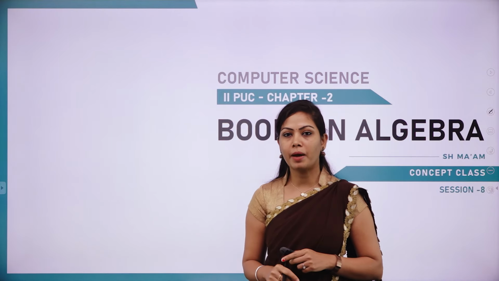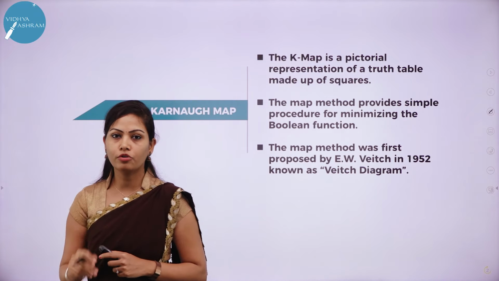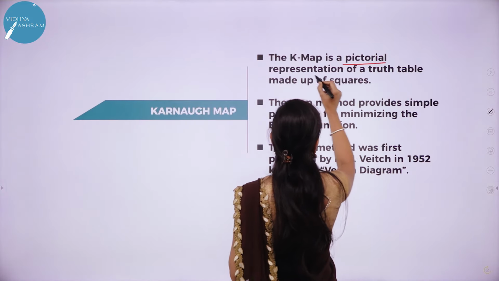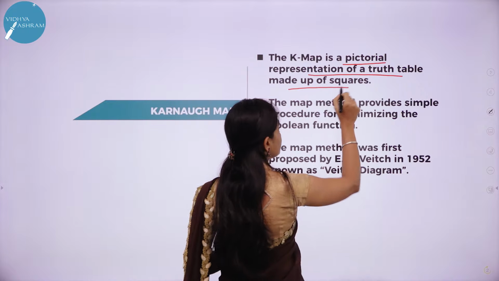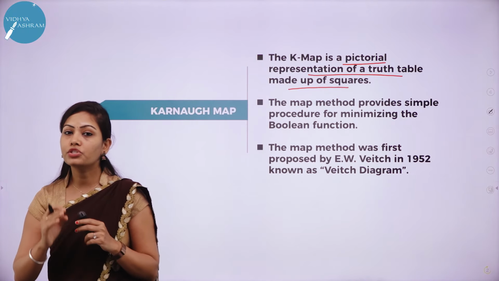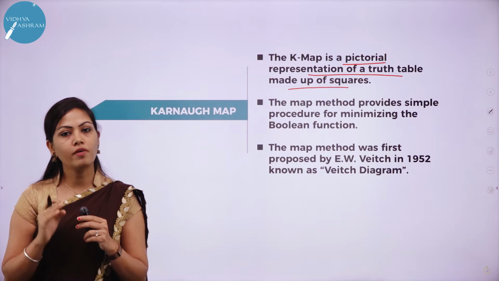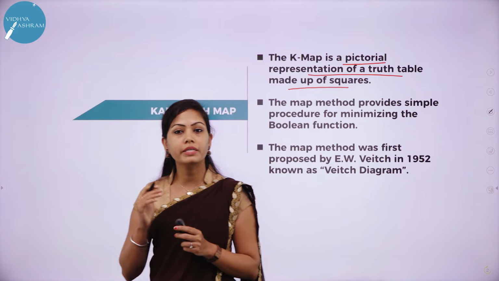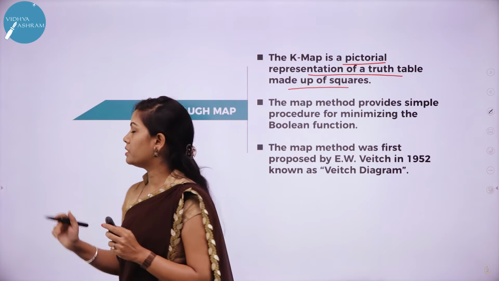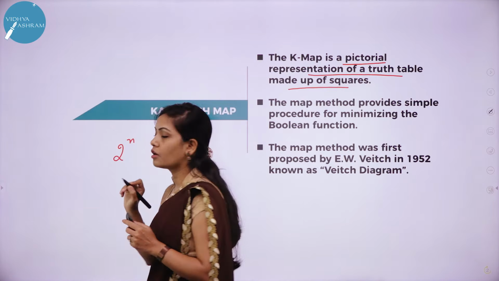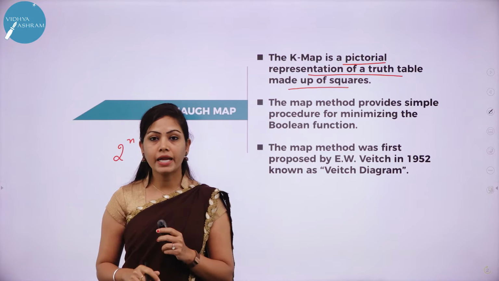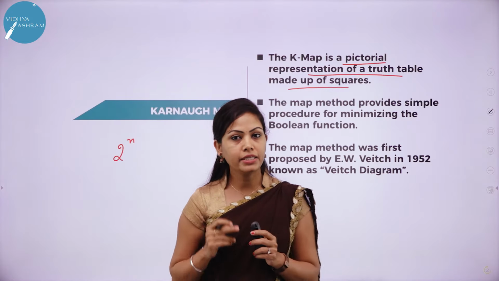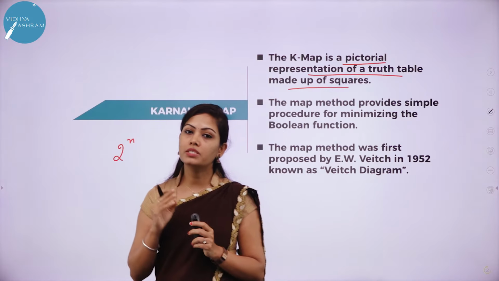So what is K-map? K-map is called Karnaugh map. K-map is a pictorial representation of a truth table made up of squares. K-map is a pictorial representation to solve Boolean expressions. It is a graphical method which consists of 2 power n cells for n variables. The map method was first proposed by E.W. Veitch in 1952, known as Veitch diagram.